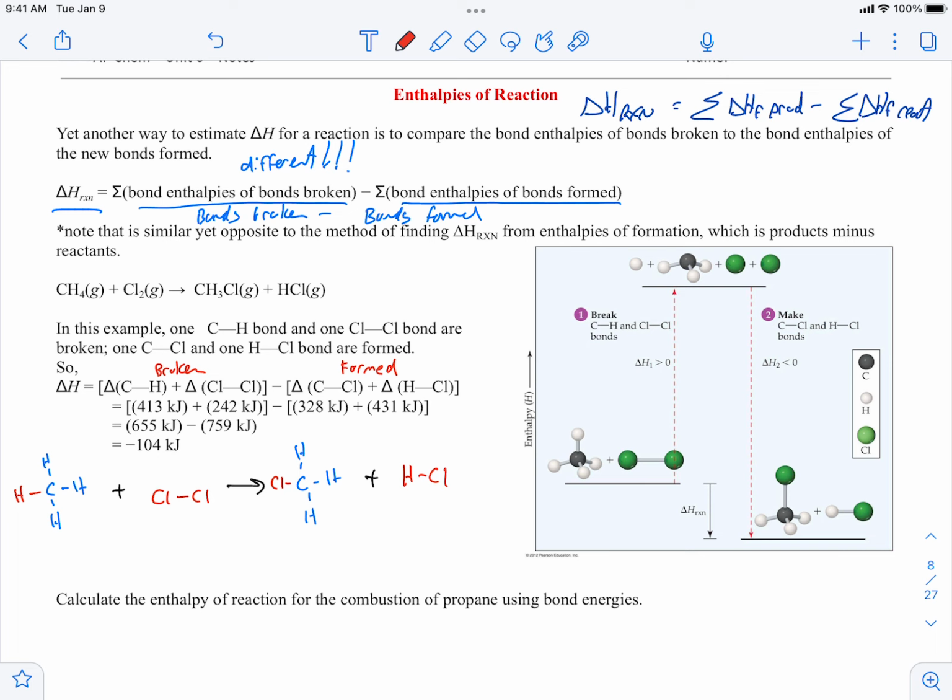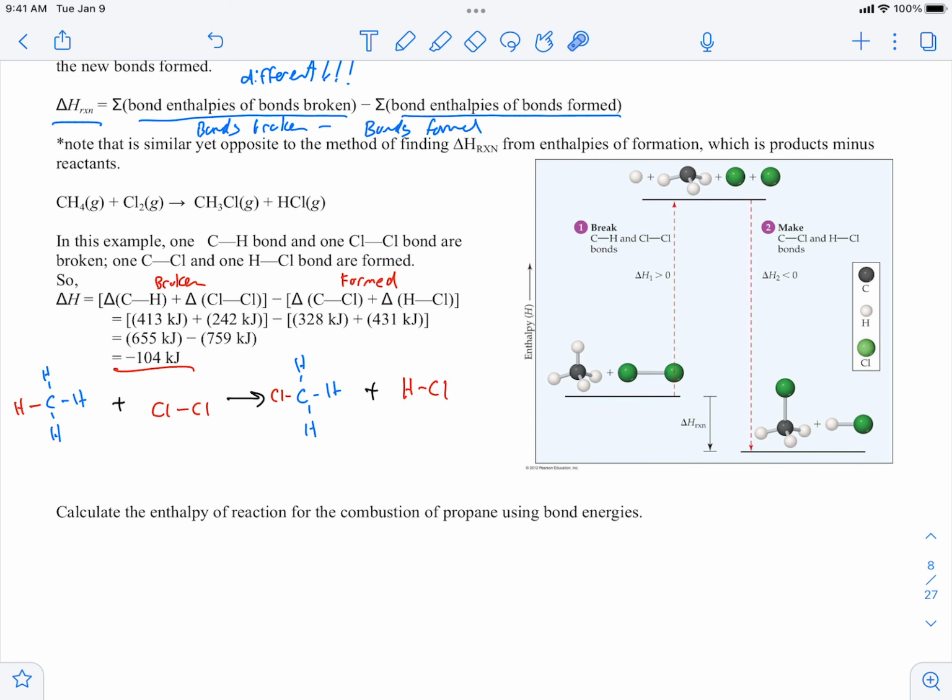And when you have a table of values, you just plug in the values accordingly and solve for it. And so the delta H for this reaction will be negative 104 kilojoules. The difficulty with this is that it's so similar to what you use with the heats of formation that people often mix them up and use the wrong one in the wrong context. So you gotta pay attention to the details. Okay, bond energies, you just do it this way. Heats of formation, do it the old way.